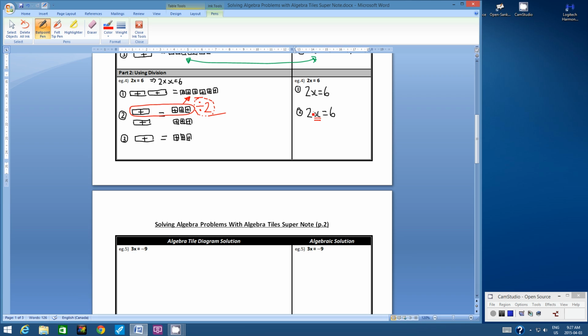Well, you have to remember that this is 2 times x. So what's in the way of x being alone? Well, times 2 is in the way. So how do I get rid of a times 2? Well, we do the opposite of times 2.